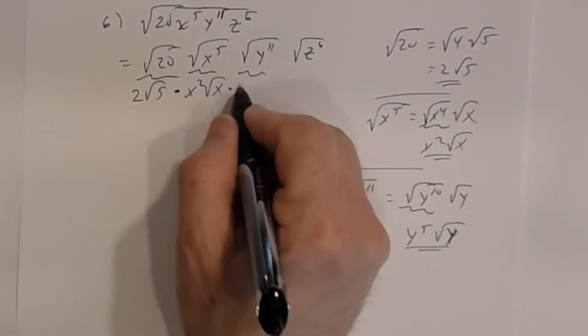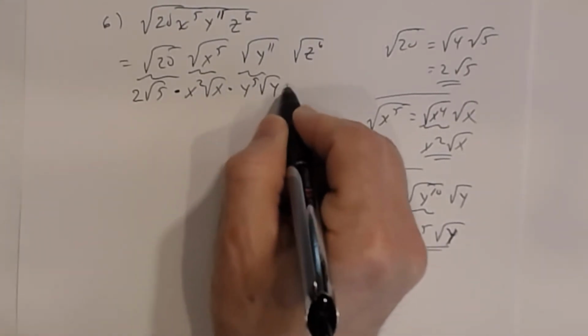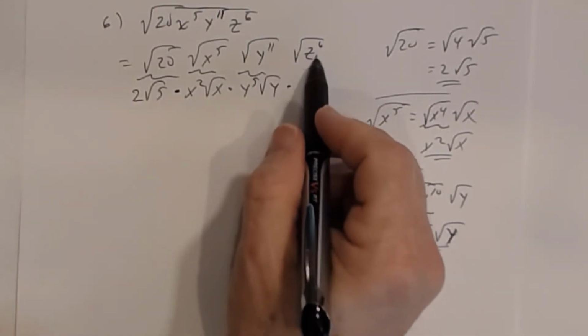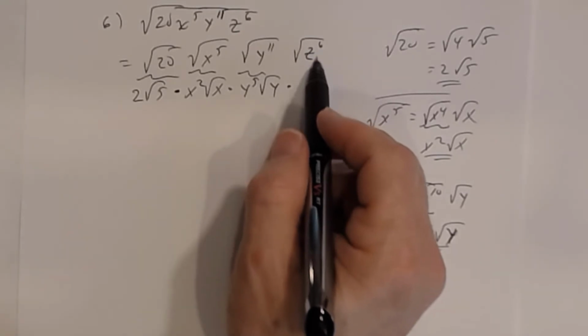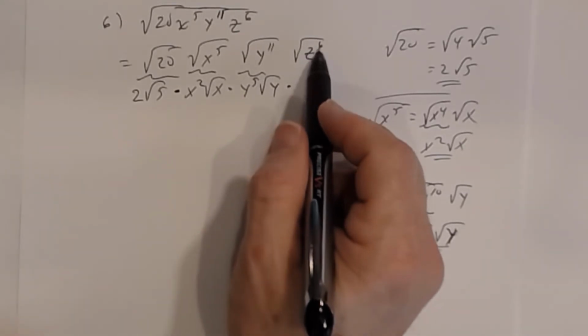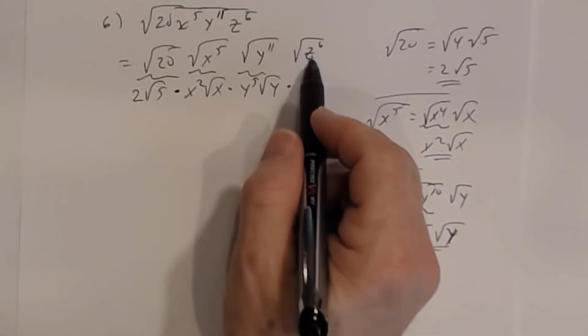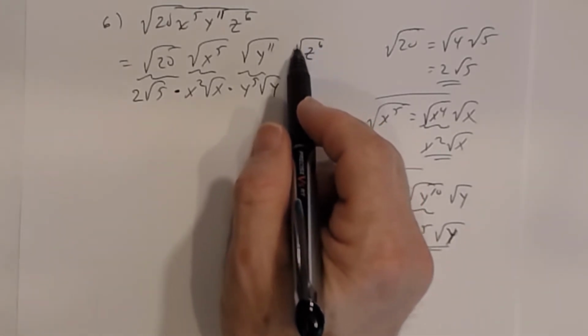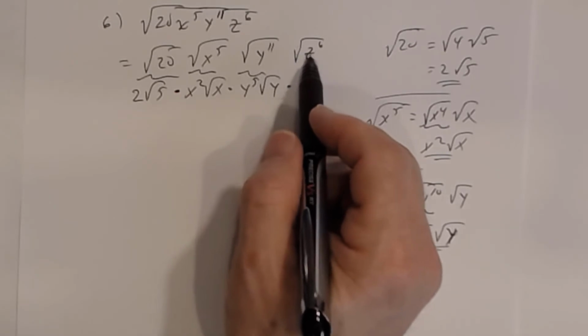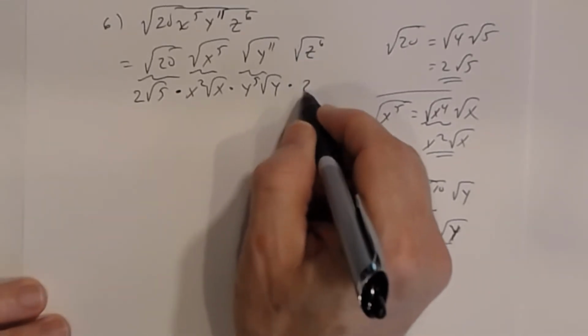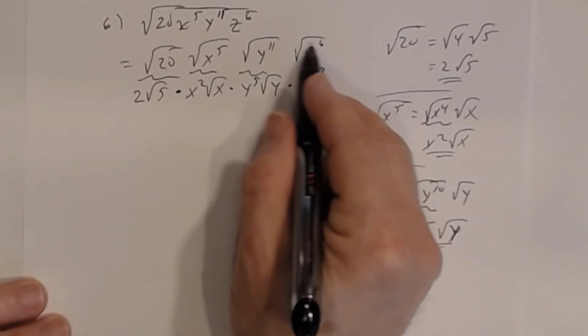So times y to the 5th, square root of y, times, all right, can I simplify the square root of z to the 6th? Yes, because 6 is greater than or equal to the index. But this is an easy one because 6 is divisible by 2. So the square root of z to the 6th is z cubed. 6 divided by 2 is 3.